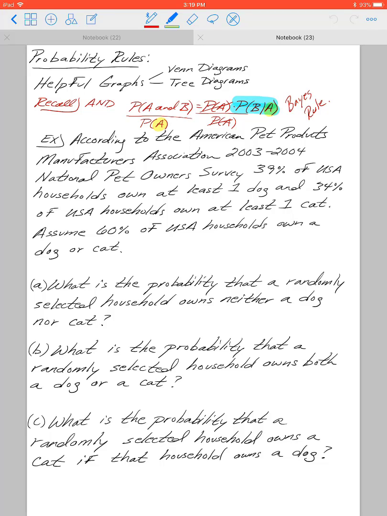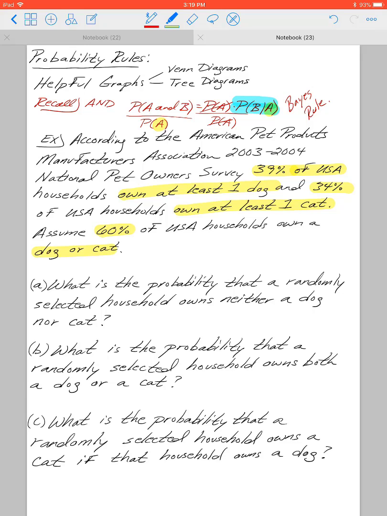So information, let's highlight some stuff here. Information that certainly should stand out to us. We have 39% own at least one dog. We have 34% own at least one cat. And we have 60% having a dog or a cat.